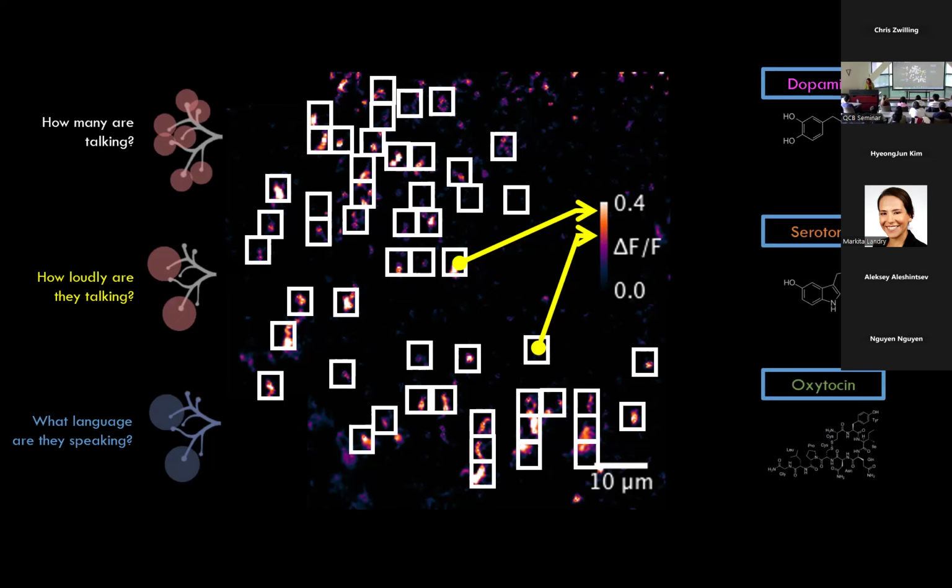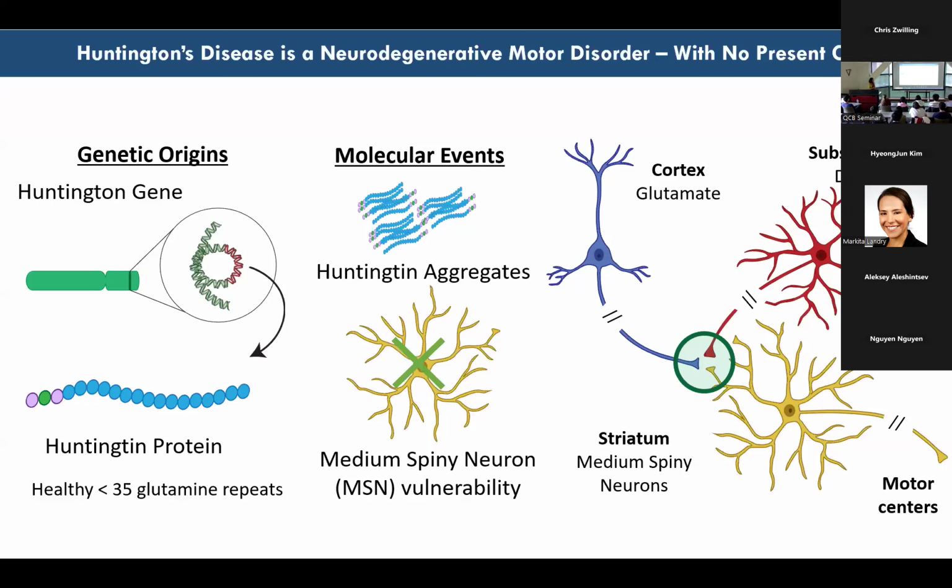So one example for how we would use, for example, our dopamine probe to understand how these features of modulation can change as a function of disease progression is by considering a neurodegenerative condition known as Huntington's disease. This is a genetic disorder that's inherited and is characterized by molecular events that occur as a result of this tag repeat that is overexpressed in human Huntington protein, and it causes expression of these Huntington aggregates that then cause demise of medium spiny neurons, which modulate motor centers in the striatum of the brain.